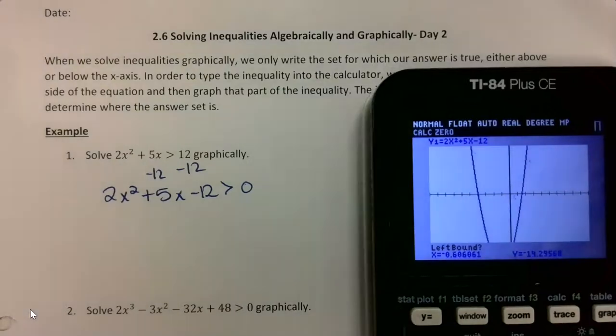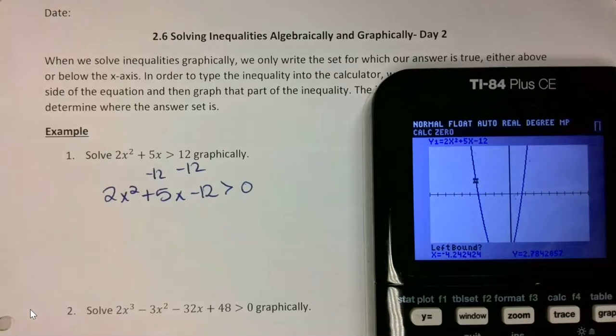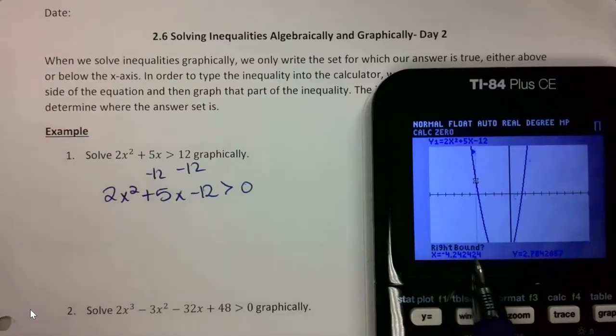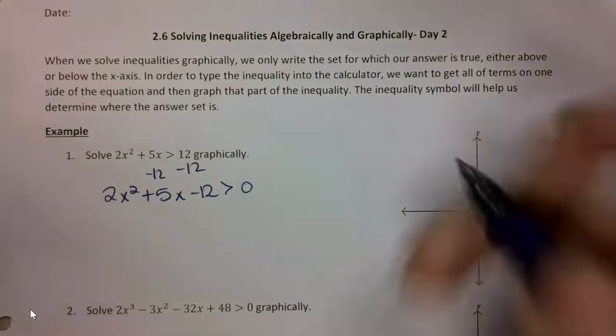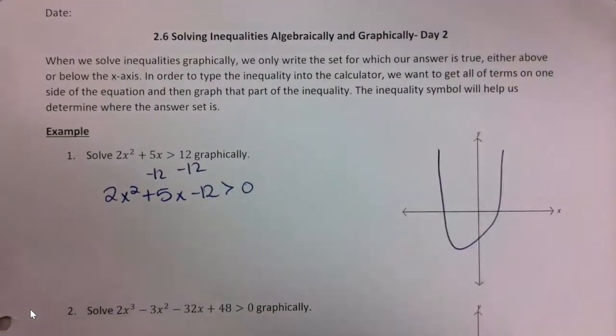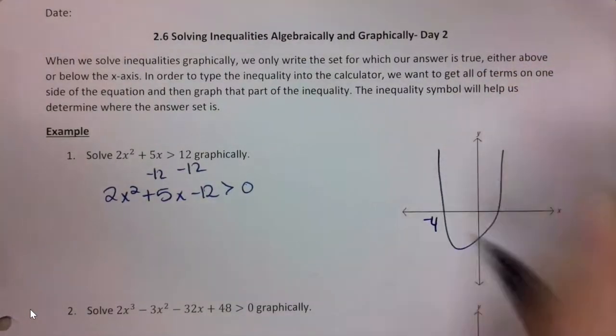So first thing you need to be is on your left side of your 0. So I'm going to move my black cursor over to the left side of the 0, which on this one happens to be on the top. Then I press enter. Now the little black words at the bottom say right bound. So I want to arrow over till I'm on the right side of the 0. So I cross the x-axis. I press enter twice. And this one tells me it's at -4. So I'm going to sketch up this picture. I'm going to label this point -4.